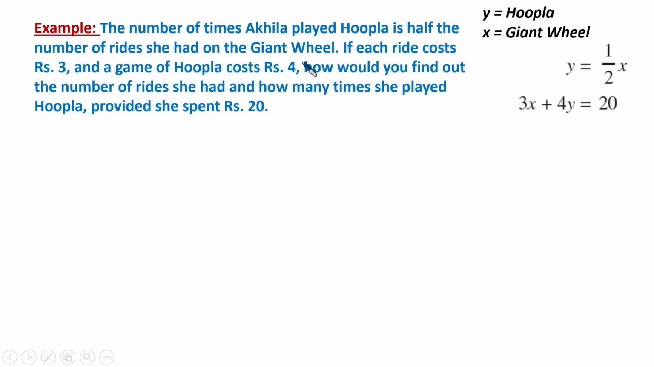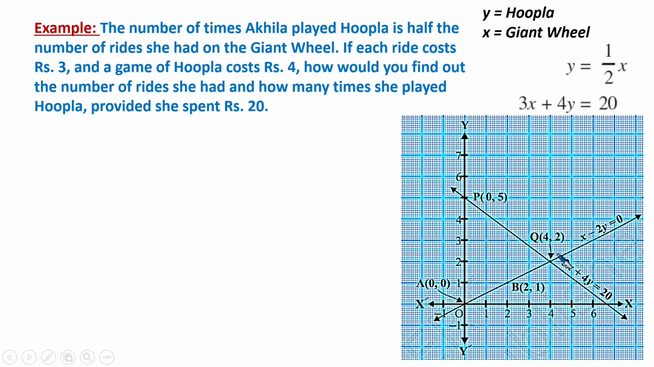That's what is written here: each ride costs ₹3 for the giant wheel, so 3 into x, and Hoopla costs 4. So this is the number of times they played this game, which is a constraint here, and this is 20. So now I can write y is equal to half x here, and since this is one variable and there is one equation, I can get the value of x.